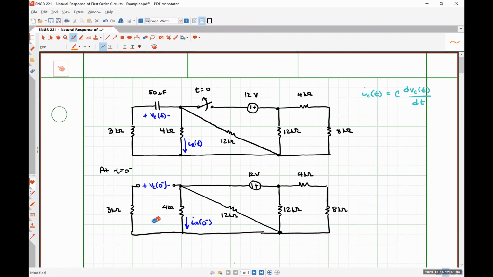Let me move it to the outside actually, so it'll be a little bit easier for what I'm about to do. What does that tell us about the voltage VC at 0 minus? The voltage drop here is 0 volts. So VC at 0 minus could just as easily be redrawn as this.